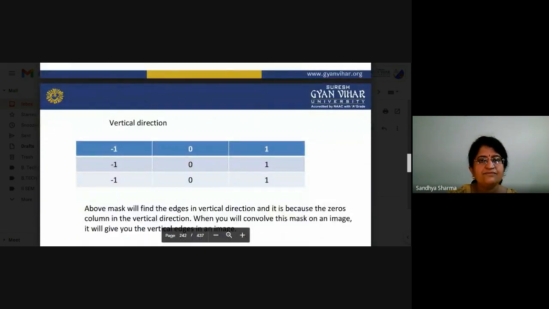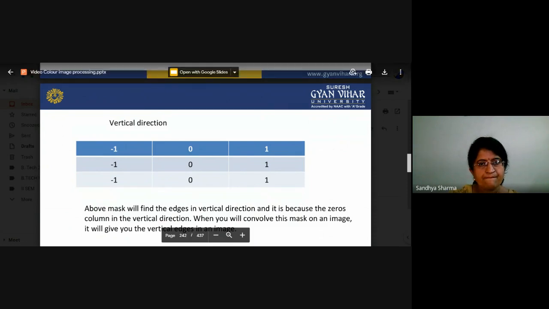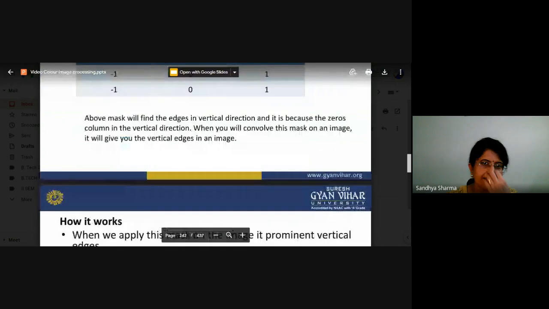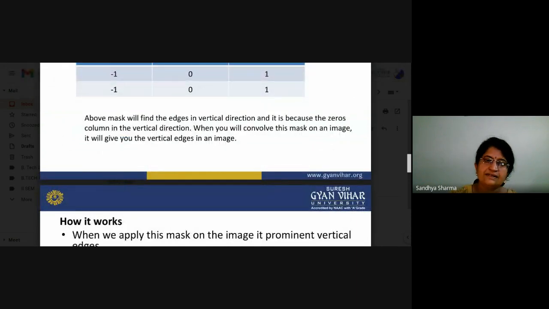Now it is a mask which we have to use in the vertical direction. The above mask will find the edges in the vertical direction, and it is because of the zeros column in the vertical direction. When you convolve this mask on an image, it will give you the vertical edges in an image. Since we have the zeros in the vertical direction, it will give the edges in the vertical direction.